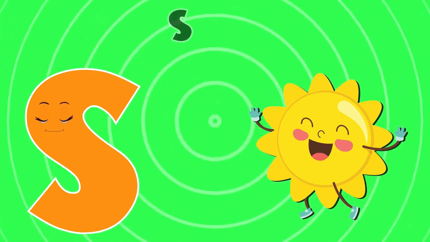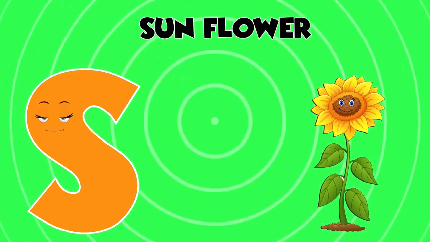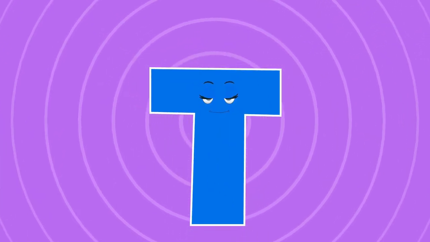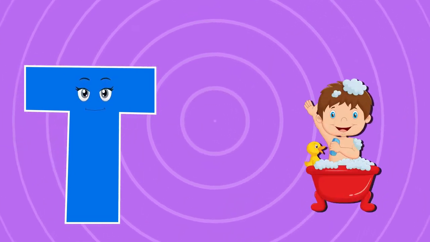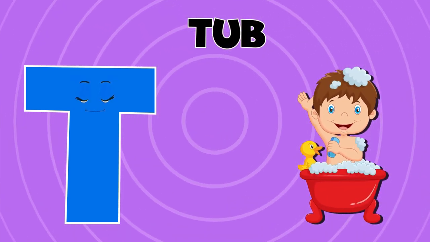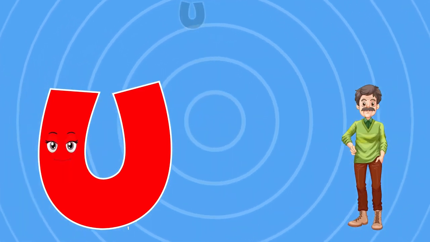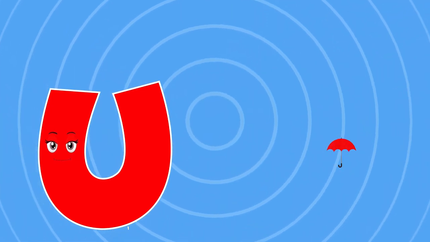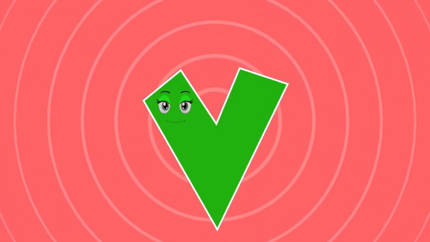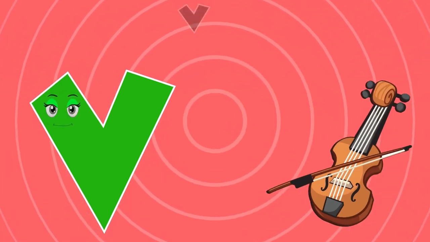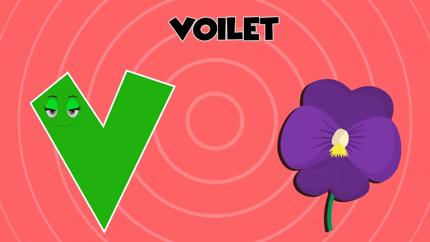S. S for sun. Sun. S for sunflower. Sunflower. T. T for tap. Tap. T for tub. Tub. U. U for uncle. Uncle. U for umbrella. Umbrella. V. V for violin. Violin. V for violet. Violet.